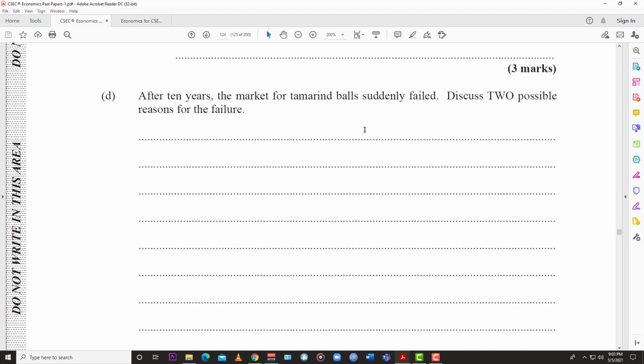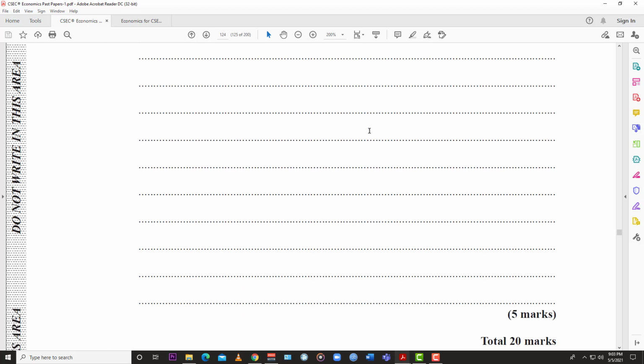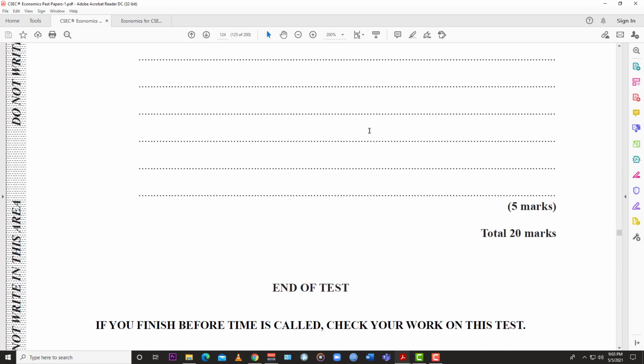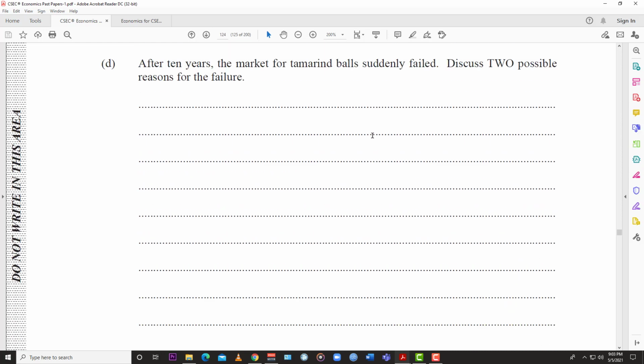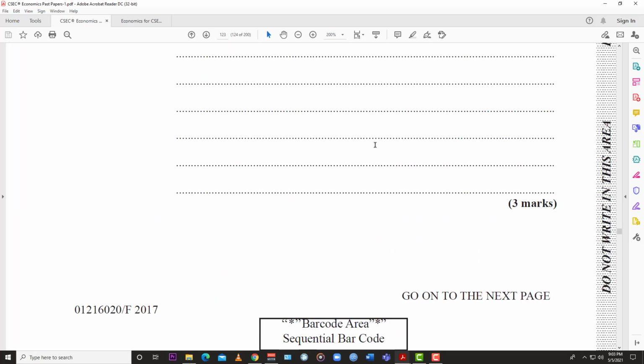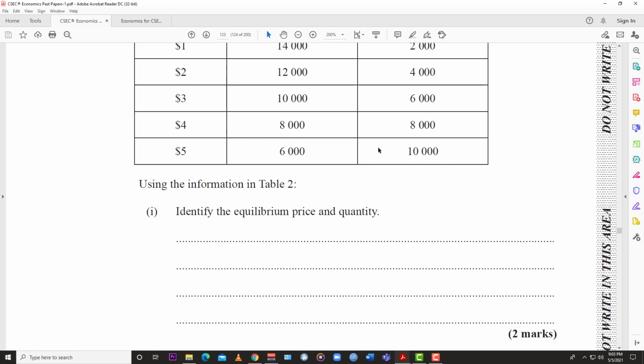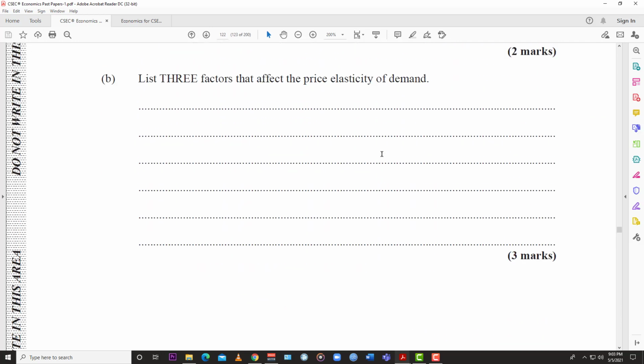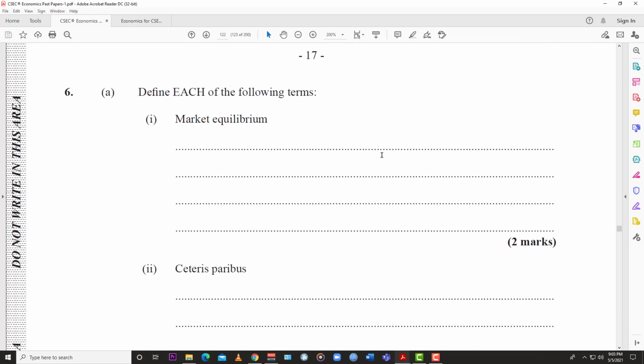So however you choose to spin it, you have about three different angles you can approach it from. They ask for two, and you can explain it, and you can get the answers from that as to two possible reasons for the market for tamarind to suddenly fail. All right, so that's it for that question. And with that, that is the end of the May-June 2017 CSEC Economics Paper 2. So that's it for that paper.